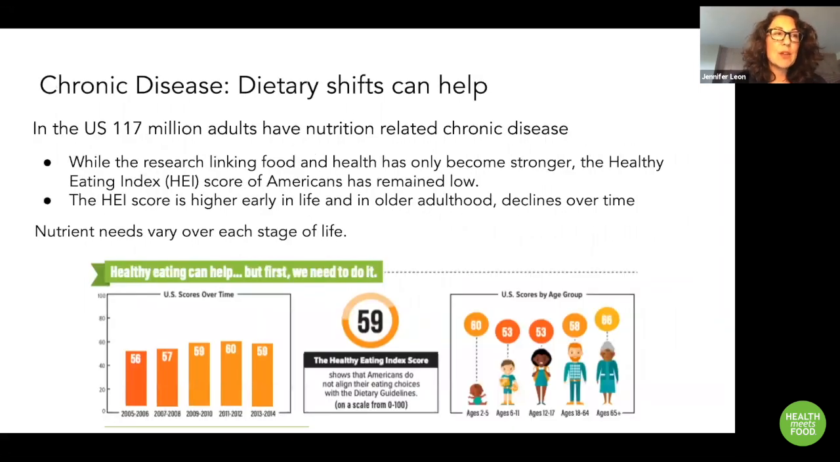So the whole reason we're talking about nutrient density is to try to limit disease. Although there is research linking food and health, the healthy eating index still remains low. But interestingly, it is generally higher earlier in life and declines over time. Next slide.